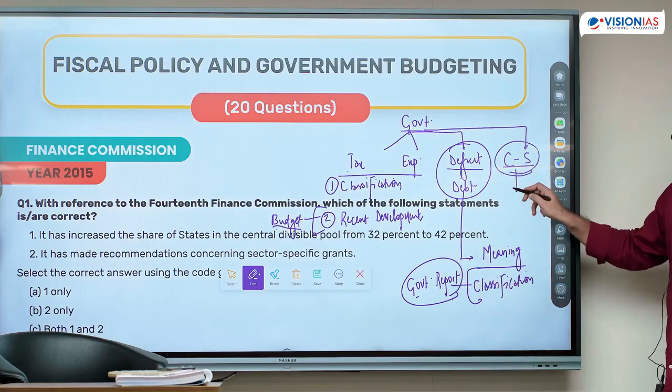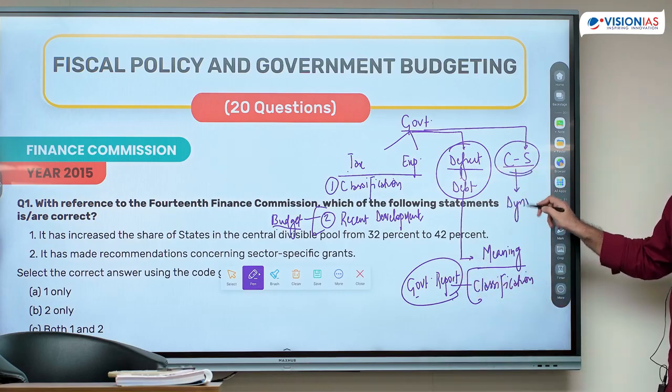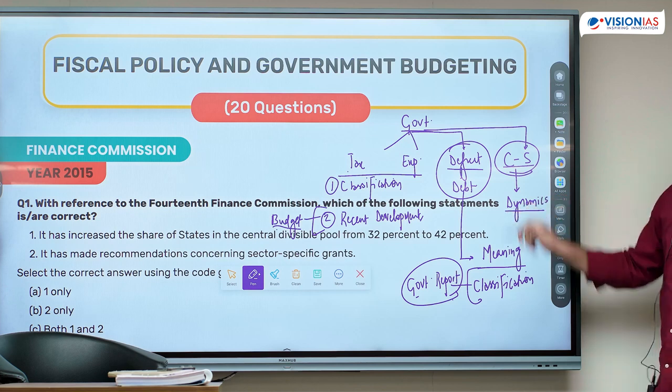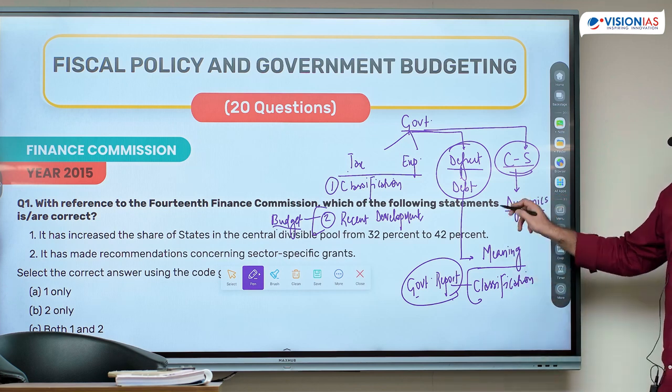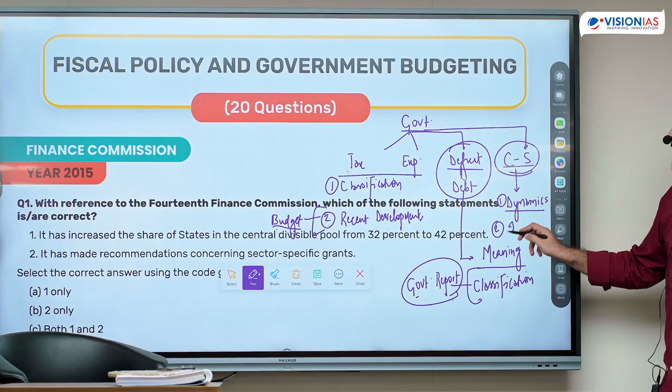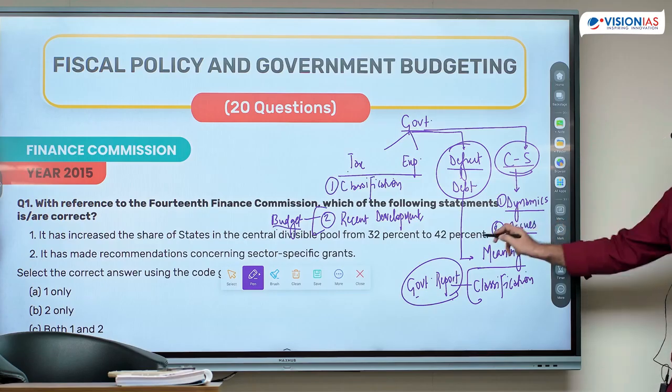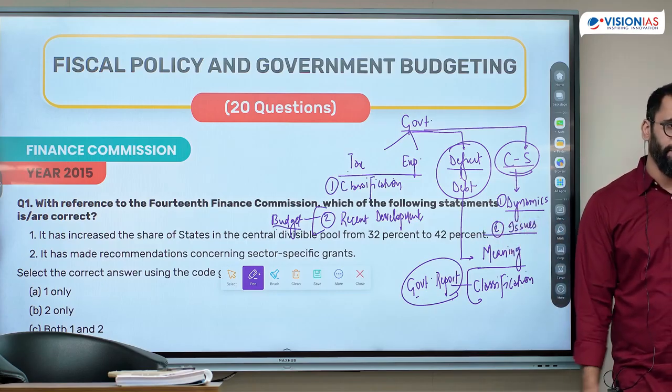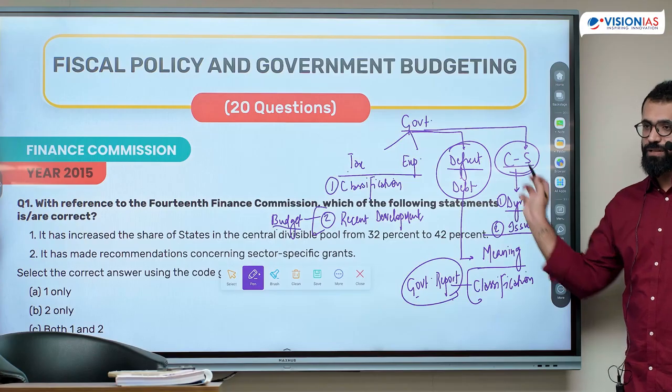Center-state relations, the various dynamics, पैसे कहाँ से आते हैं, what are the various sources, and second, any contentious issues on any particular source of finance between the two. That also can be asked in prelims.